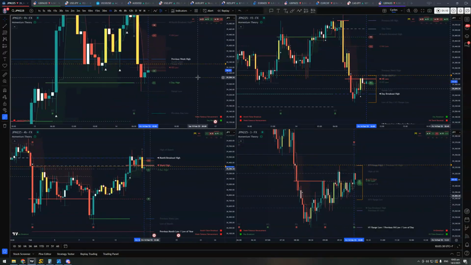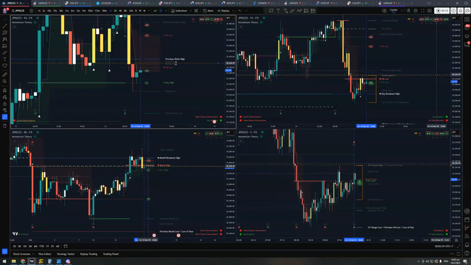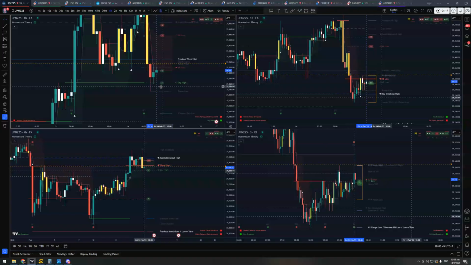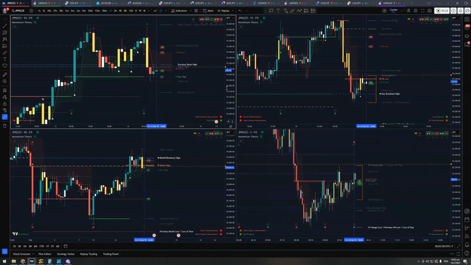So there's a range on the H1. So that's a good thing I looked. Definitely needs to come up and fake out that range. So I'm not going to be interested if we go underneath it. It absolutely must come up and fake out the range.